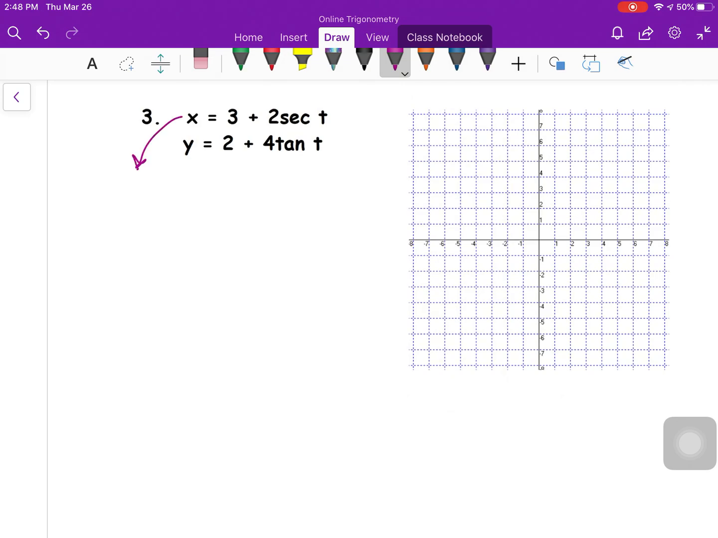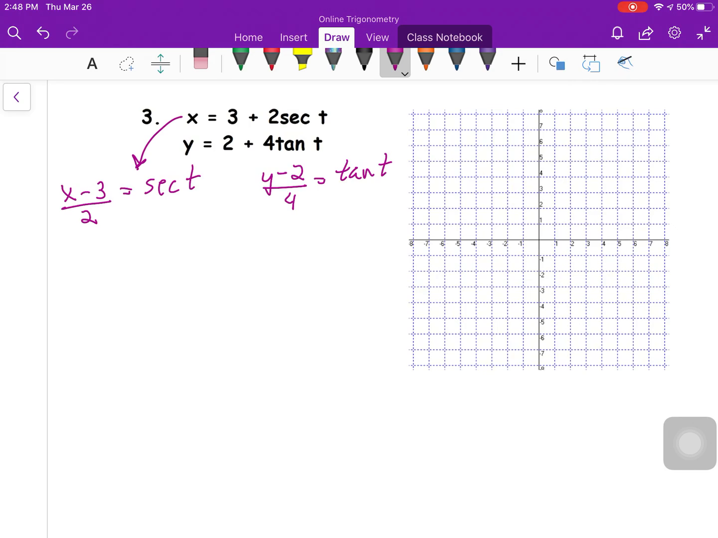First step, isolate the trig function. Now, to isolate the trig function for the secant, I will have to do two things. I'll have to subtract the 3 and divide by 2. So that would give me x minus 3 divided by 2 equals the secant of t. To isolate the tangent in the bottom one, I would have to do two things as well. I would have to subtract 2 and then divide by 4. So I would have y minus 2 divided by 4 equals the tangent of t.